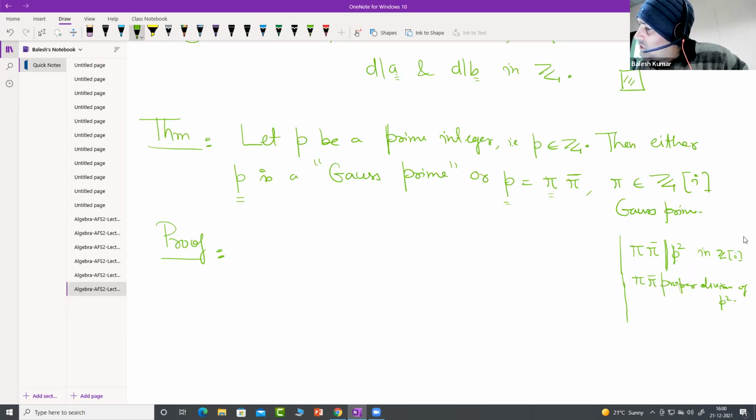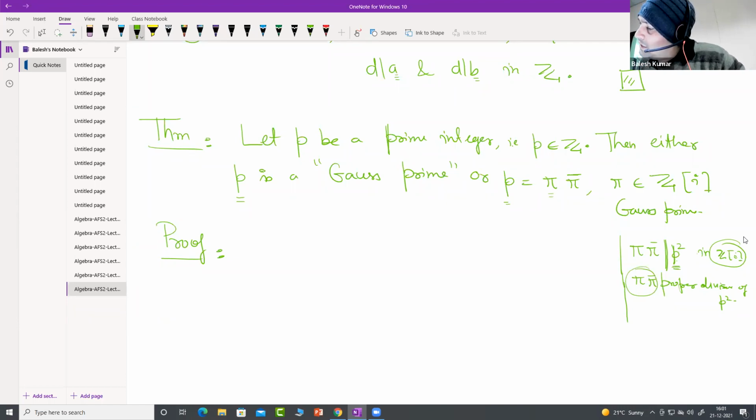Here we are talking about divisibility inside Z[i], and we need to somehow conclude that this divisibility happens inside Z. That means pi bar should be an integer, and this is of course an integer.